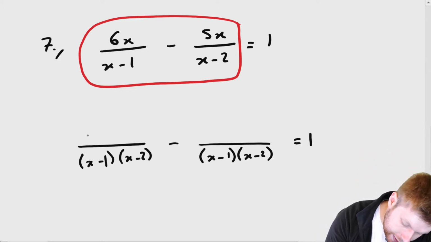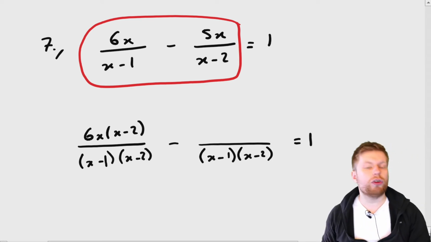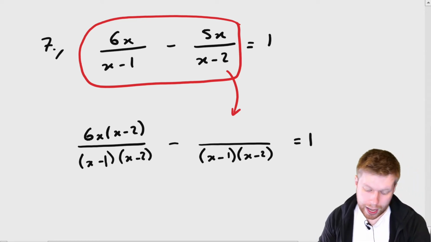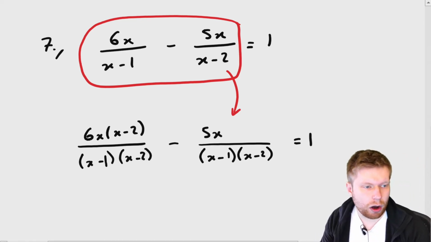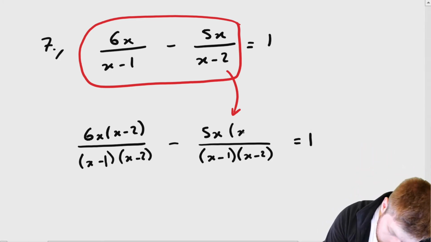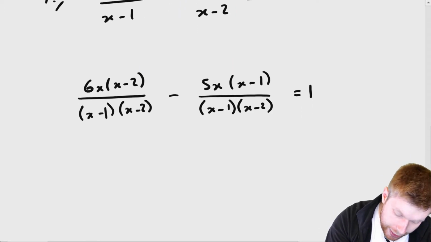So in other words, I'm going to get 6x times by x minus 2 if I multiply by that on the numerator as well. Similar question with the second fraction. Well, I had 5x, but what have I done to get that same denominator of x minus 1 times by x minus 2? Well, I've multiplied by x minus 1. So in other words, I've multiplied this by x minus 1 as well. Now again, just keep going.